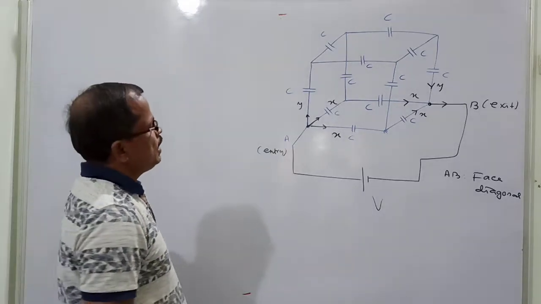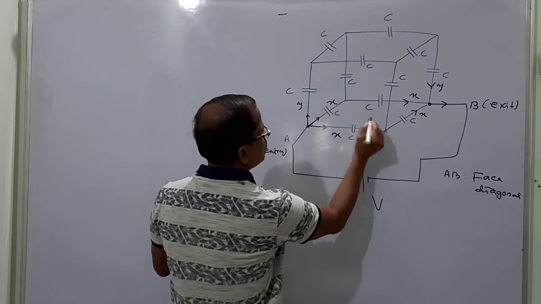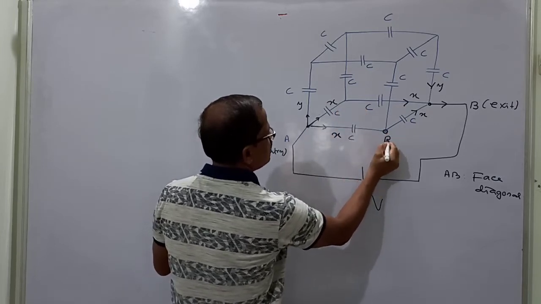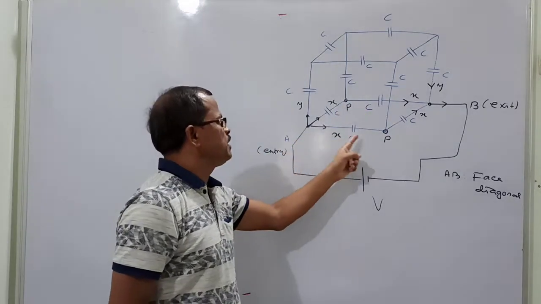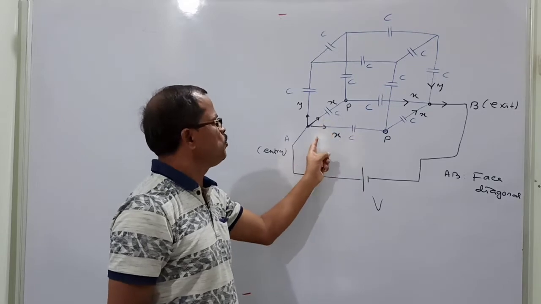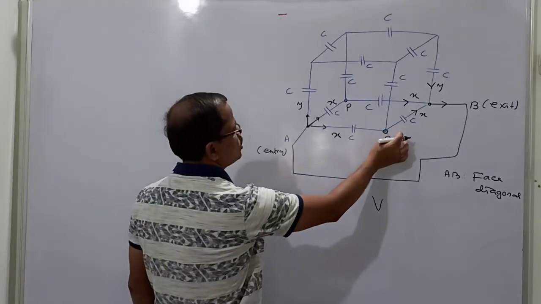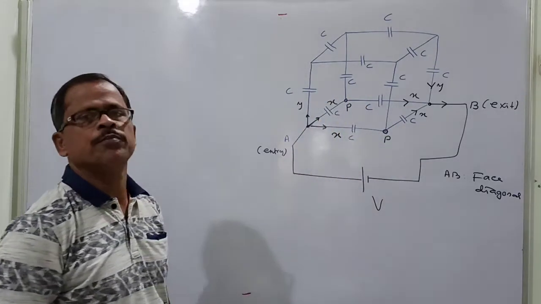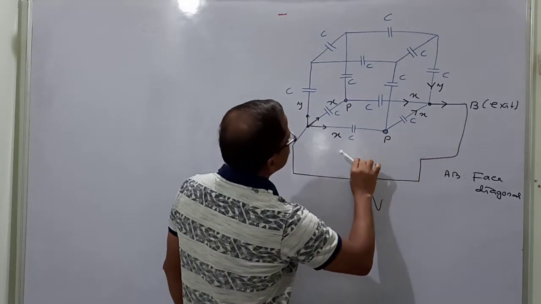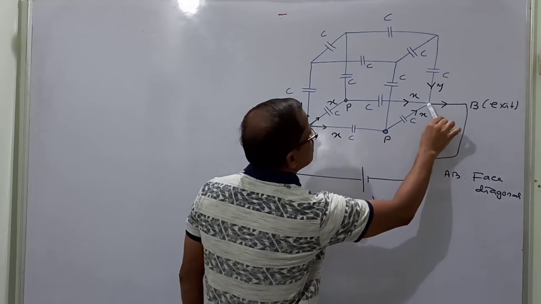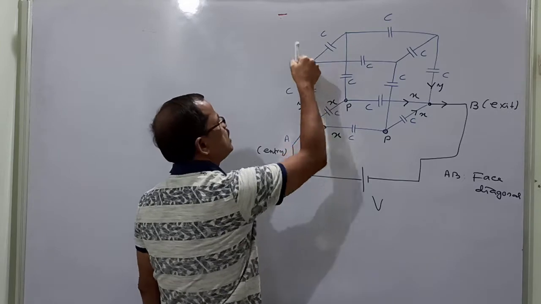Now, as I told you, if the same charge x is going here, and the potential of the point is say P, then the potential of this point is also P, because the same charge is flowing and the capacitance is the same. So the potential drop will be the same here and here. That's why the potential of this point is P, and the potential of this point is also P. Come to the other side. Along this line the charge going is x, along this line the charge is also x, and along the other line the charge going is y.